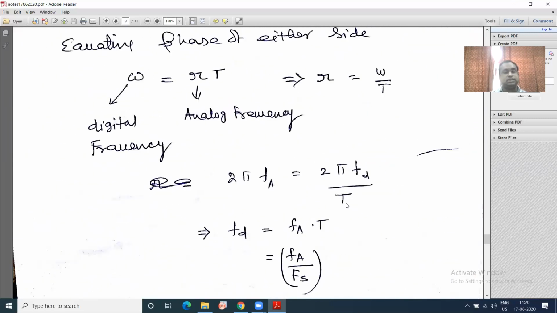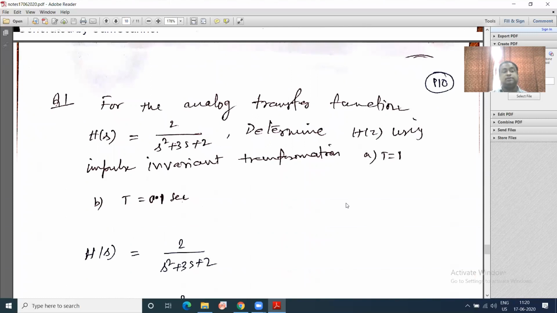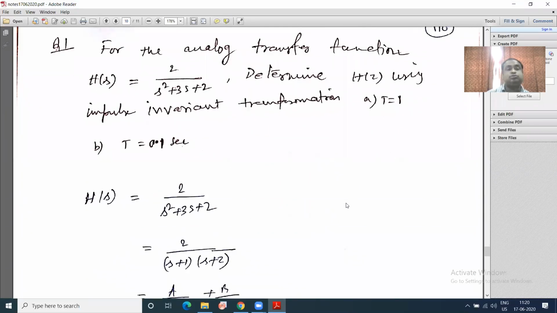I am discussing one example. This is not a filter design, but an example for an analog transfer function H(s). Determine H(z) using impulse invariant transformation for T equal to 1 and T equal to 0.1 second.